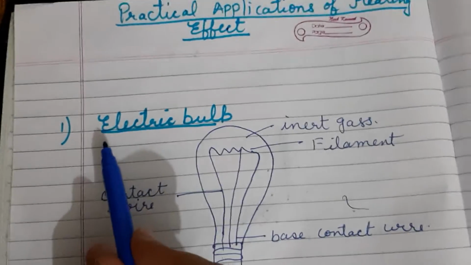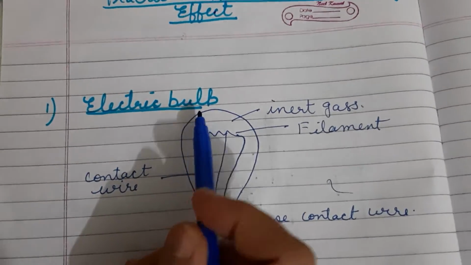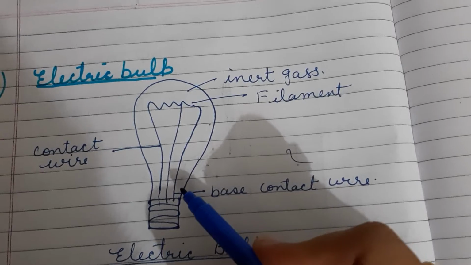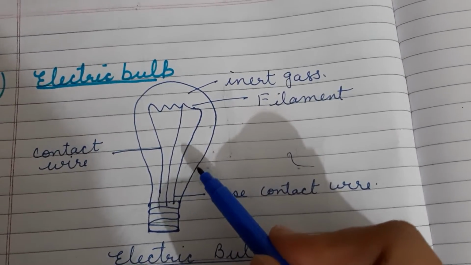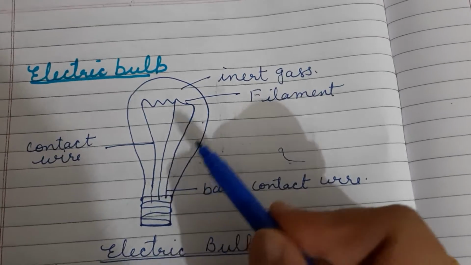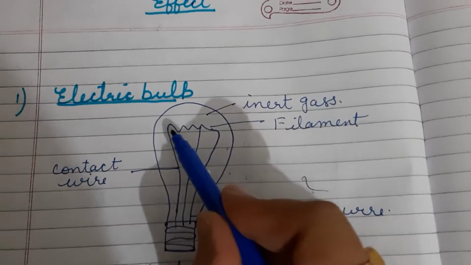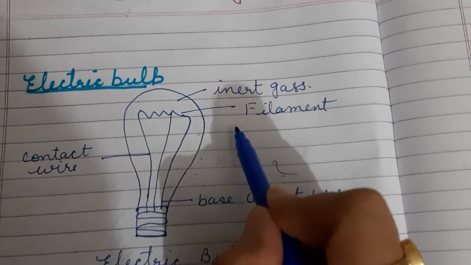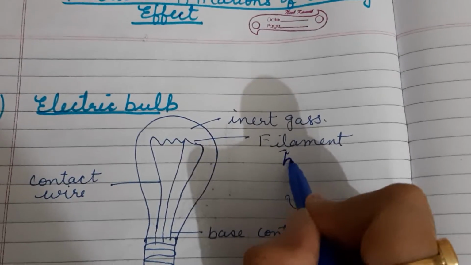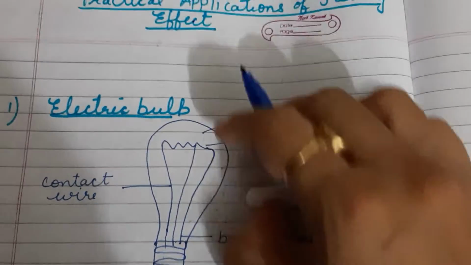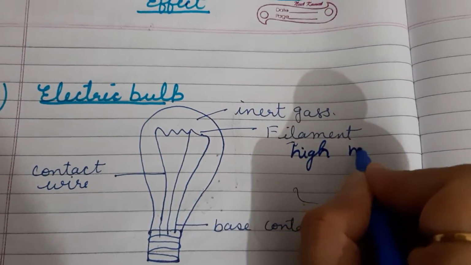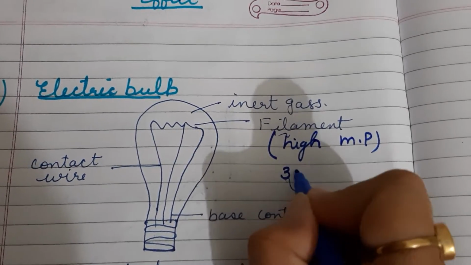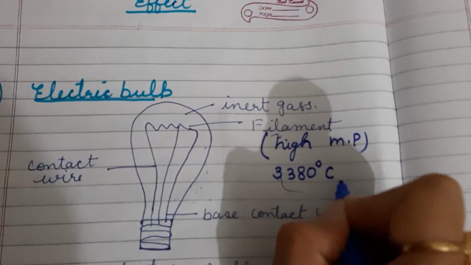The first application of this is the electric bulb. This is the structure of an electric bulb. We know that the electric bulb is used to provide us light by heating its filament. This filament is made up of a very strong metal which has a very high melting point. It is made up of tungsten, whose melting point is 3380 degree Celsius.